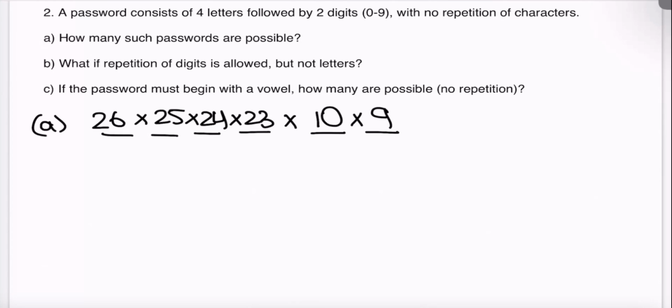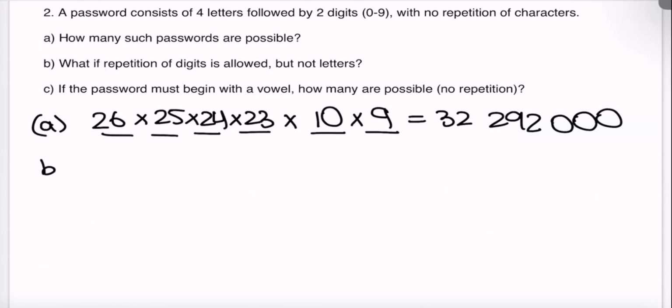And so therefore, the answer is 26 times 25 times 24 times 23 times 10 times 9. And please feel free to use a calculator to do stuff like this. Don't bother doing this on paper or something like that. This is certainly something we would use a calculator for. So the answer is 32,292,000 different passwords could be written in this way.